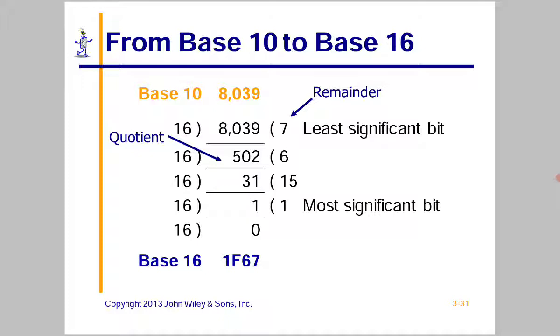The first remainder is 7, so leave it. Second remainder is 6, leave it. Third remainder is 15. What is the hexadecimal equivalent of 15? It means capital F. Next remainder is 1. So starting from bottom to top, 1, 15 means capital F, 6, 7. So the hexadecimal equivalent of decimal 8039 is 1F67.